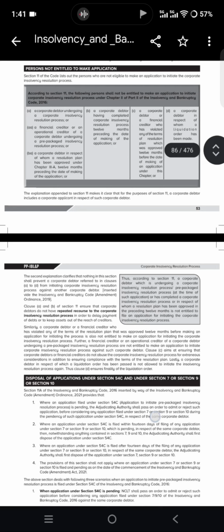So there was a company, they have made an application, got accepted, resolution plan also accepted, and because of their default the company went into liquidation. Again that person wants to make an application against another company, so he cannot. A corporate debtor in respect of whom a liquidation order has been made, already liquidation passed, now what? Not entitled to make the application. Explanation appended to 11 makes it clear that for the purpose of 11, a corporate debtor includes a corporate applicant.